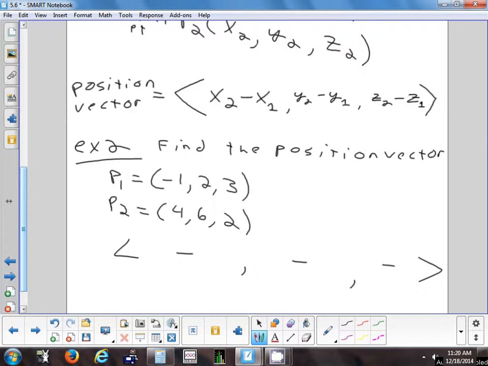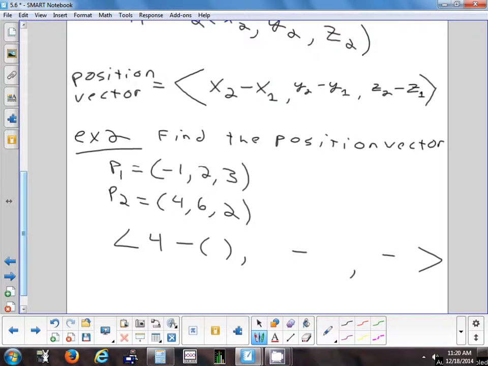Let's just fill in what we have to fill in. Okay, Yadira, what's the first number that's going to go right there? 4. Yep, 4. And Tom, second number? 4 minus? So 4 was x2, what's x1? -1, yep. All right, so we'll do that in a second.